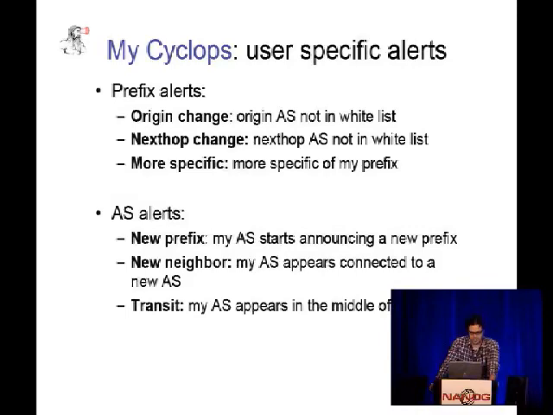On the AS alerts side, we have three types of alerts. The new prefix alert means that your AS is announcing a prefix that is not on your prefix list. The new neighbor alert is triggered whenever you appear connected to another AS that is not on your neighbor list, and this type of alert can be triggered because someone is doing a false link attack, for instance. The other type of alert is transit, and this is common in routing leaks. If you're a stub AS, there's going to be an alert if your AS appears in the middle of some path providing transit that it is not supposed to provide.